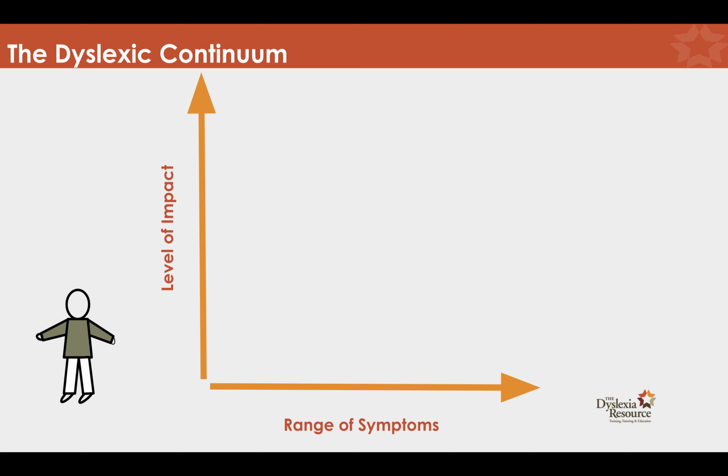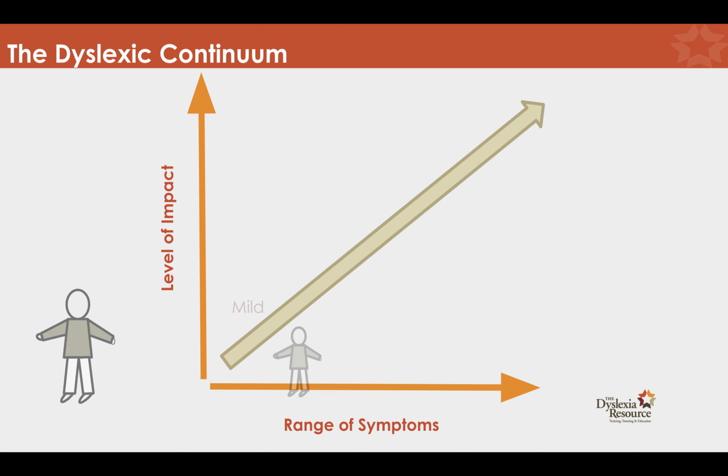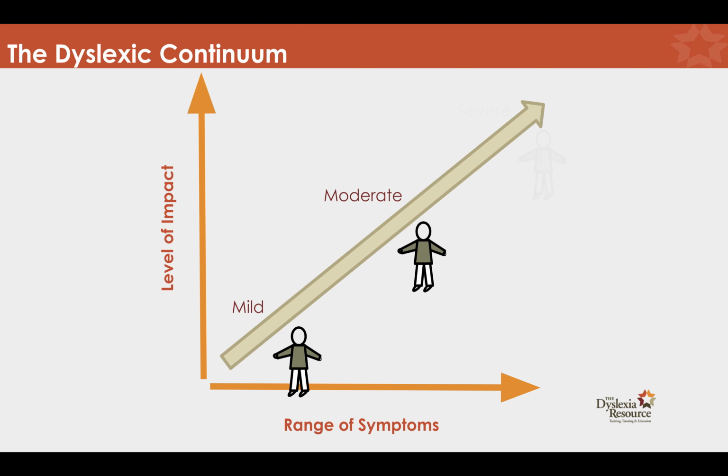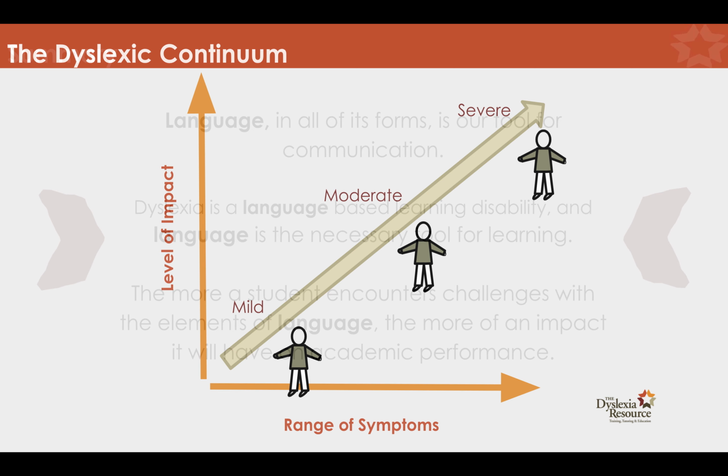So as we think about the dyslexic continuum, we see a range of symptoms, and as those symptoms increase, we see an increase in the level of the impact it has on a child in the classroom. A child with few symptoms might be more of mild impact in the classroom, all the way up to a child that has more symptoms, more impacted elements of language that has a larger impact on their learning.